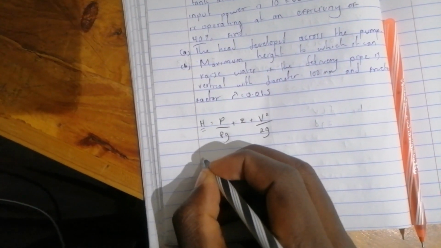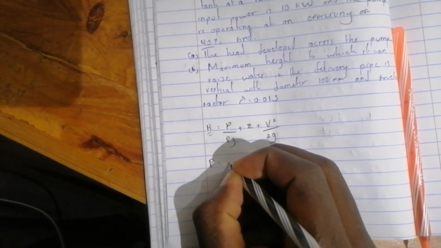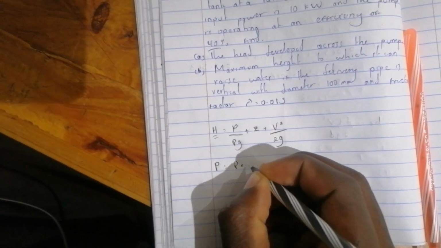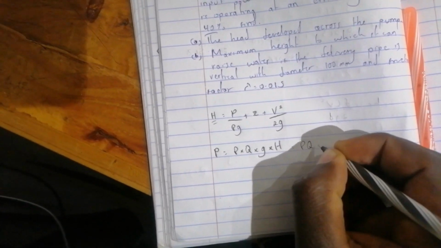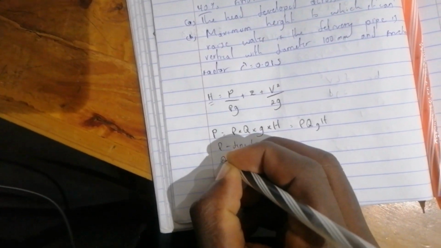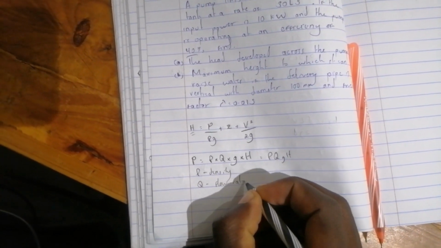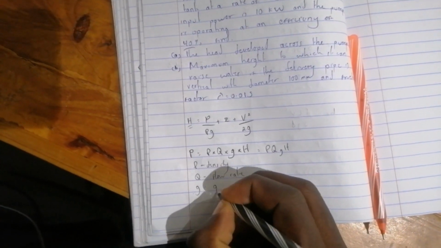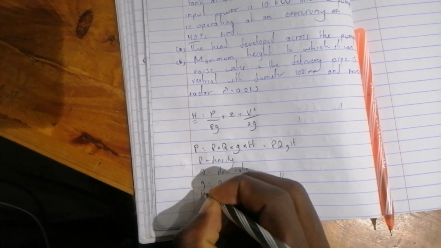This is just the head, and another formula for head involves the power, which equals density times flow rate times gravity times head, that is rho Q g H, where rho is density, Q is flow rate, G is gravitational acceleration, and H is head.